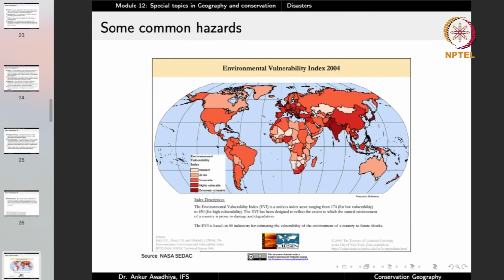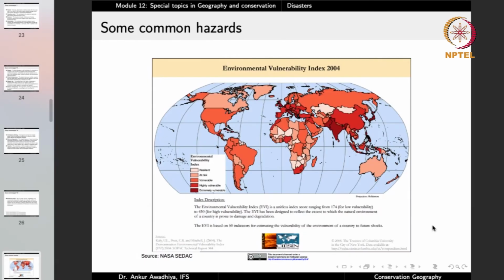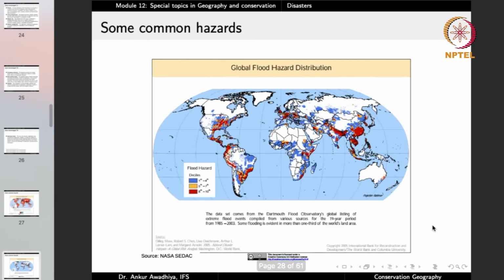Now, some common hazards include things like the environmental vulnerability. In this context, we can see that our country is extremely vulnerable to environmental vulnerability. Now, environmental vulnerability index is based on 50 indicators for estimating the vulnerability of the environment of a country to future shocks. So this is an integration of various hazards, and we are looking at the vulnerability to the environment.